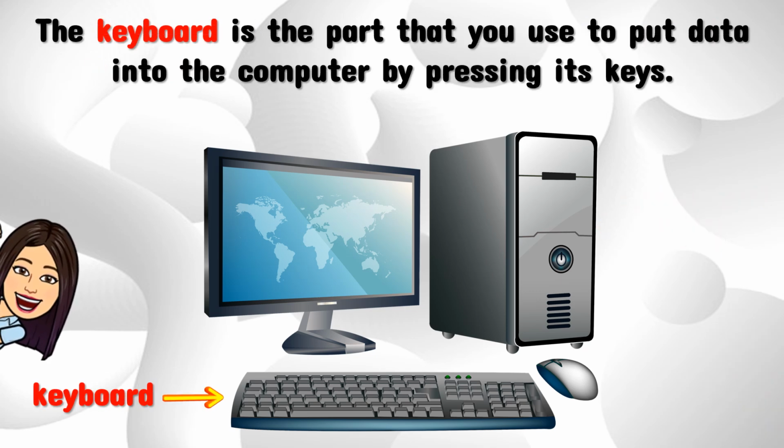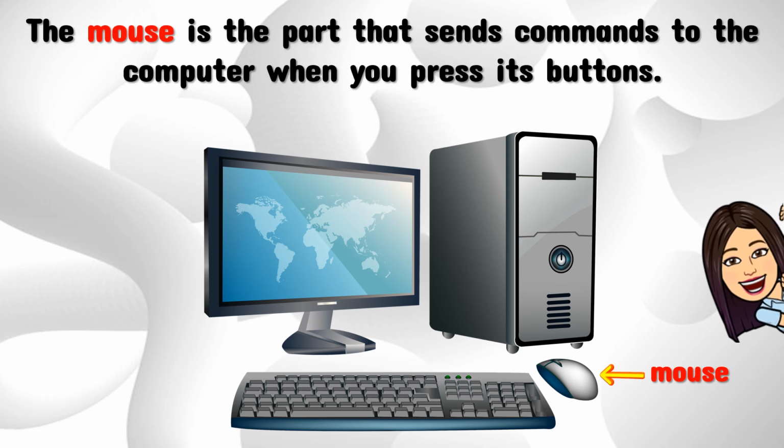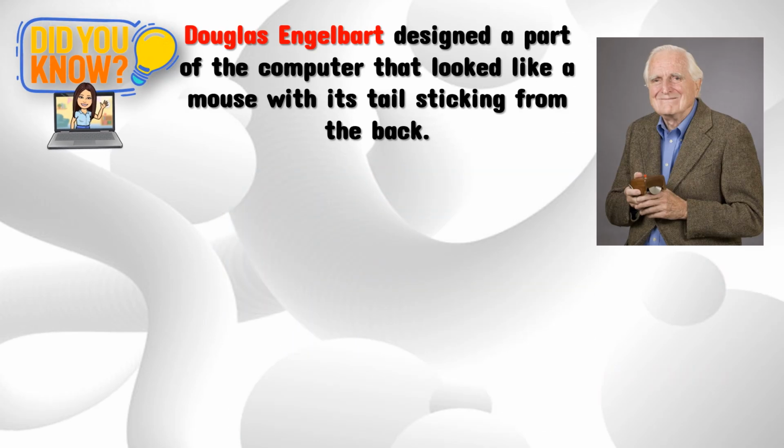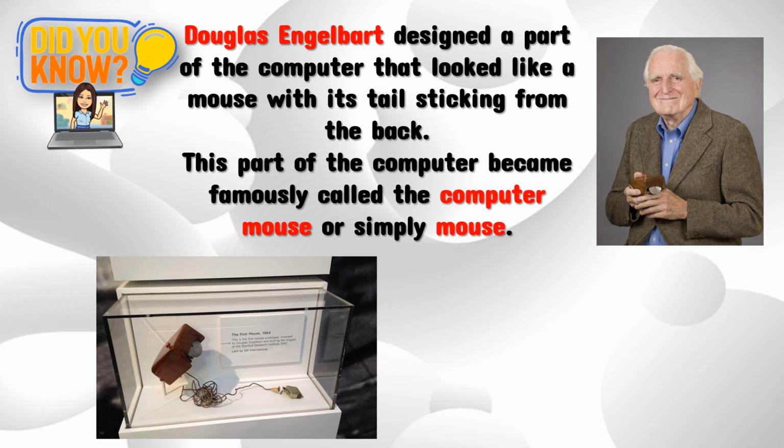Keyboard. The keyboard is the part that you use to put data into the computer by pressing its keys. Mouse. The mouse is the part that sends commands to the computer when you press its buttons. Did you know that Douglas Engelbart designed a part of the computer that looked like a mouse with its tail sticking from the back? This part of the computer became famously called the computer mouse or simply mouse, and this is the first computer mouse.